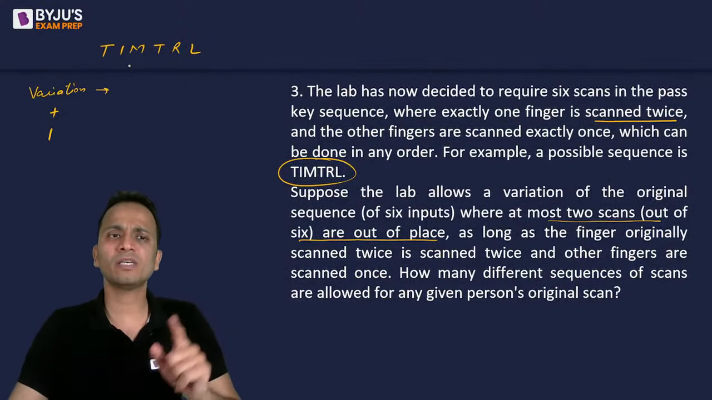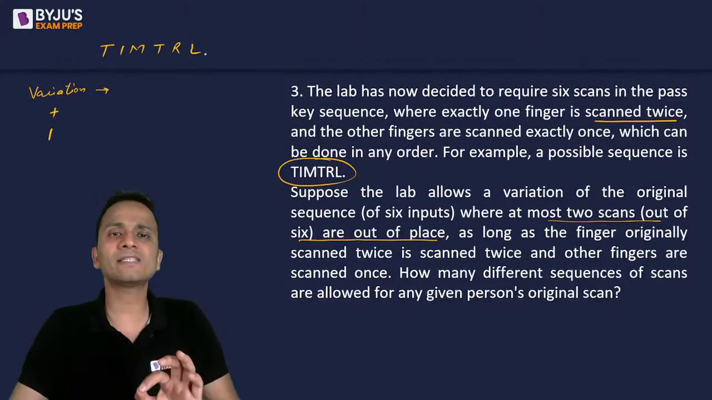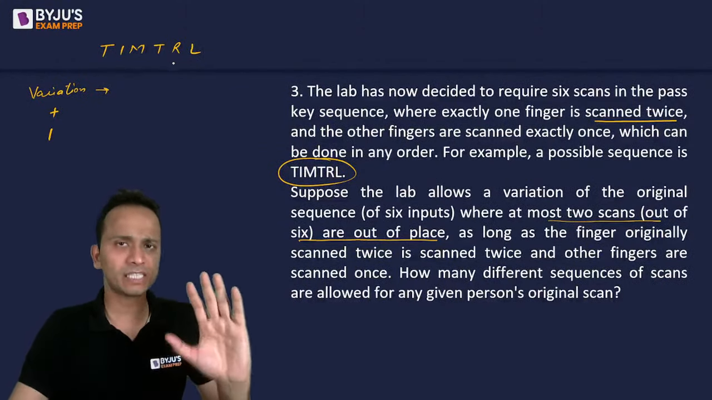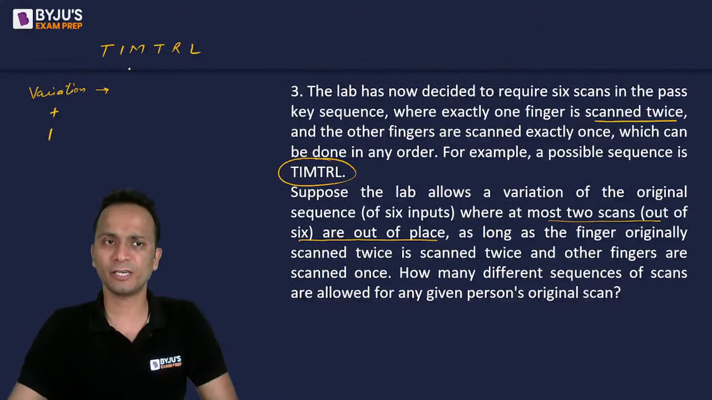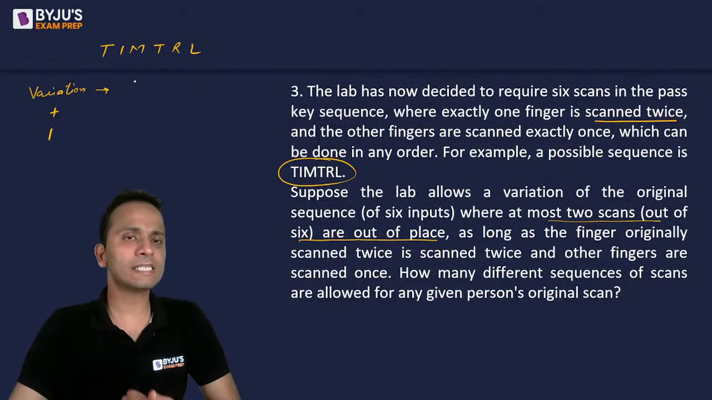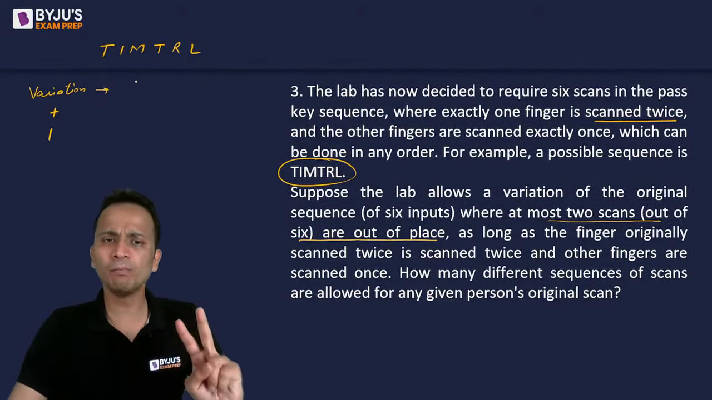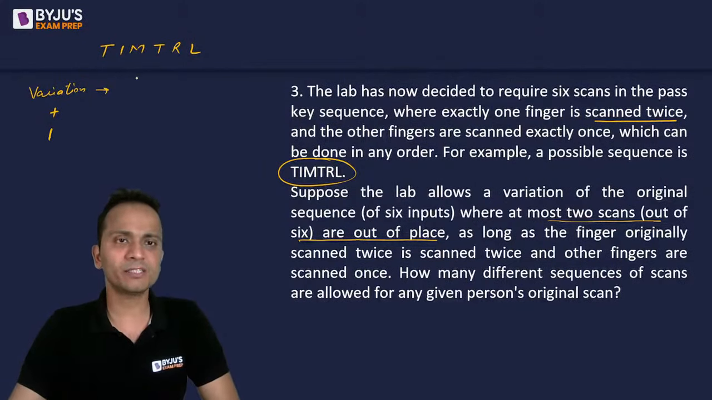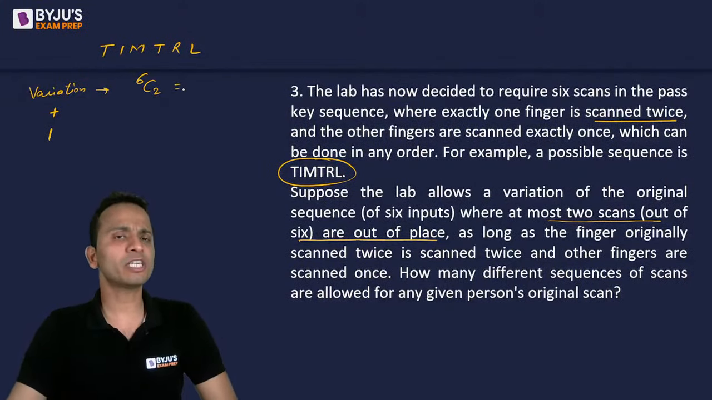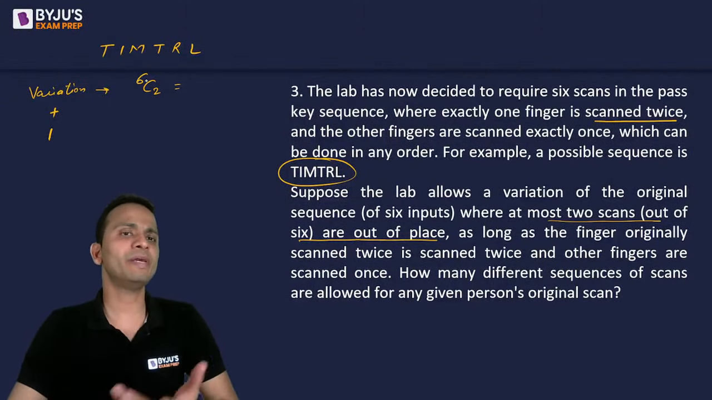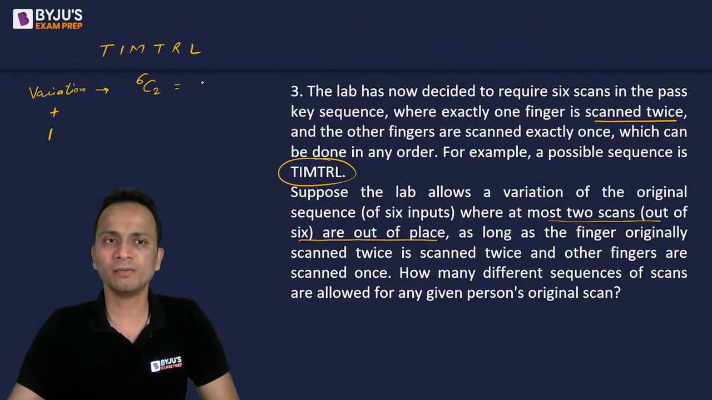So what we have to do is, let's consider these 6 as different scans. I'll start by considering all of them different. So if all these 6 are different and at most 2 can be out of place, the answer will be 6C2. Just like the first question's answer was 5C2, similarly this question's answer will be 6C2, that is 15. Okay, the value of 6C2 is 15.